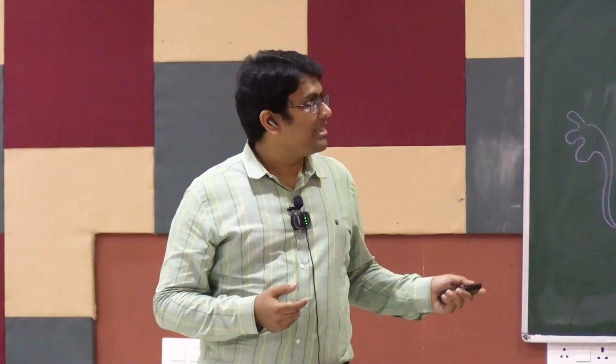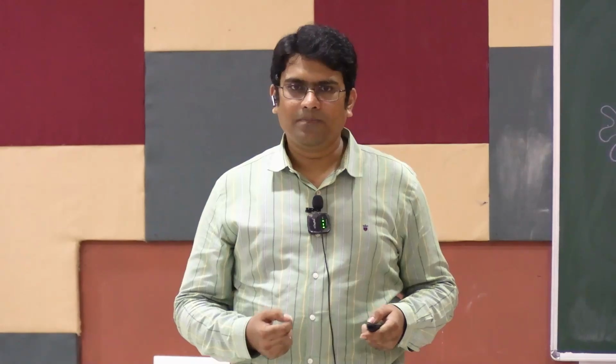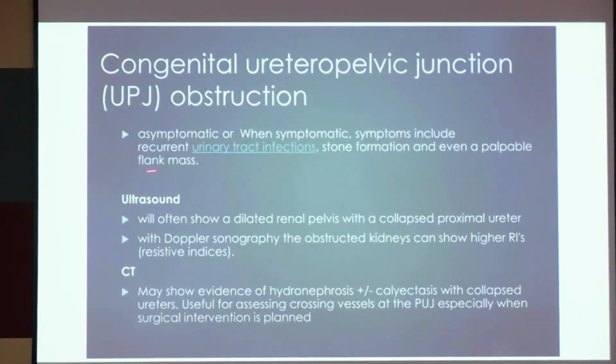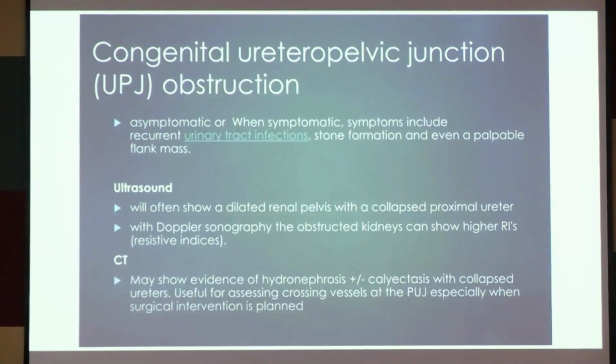So this is a presentation that actually takes place at a very late stage. But suppose we can deal with it at a very early age, then the results are even better. The kidney can actually get back to its normal level. So as we can see, this is an asymptomatic condition. When it becomes symptomatic, it's already at an advanced stage.